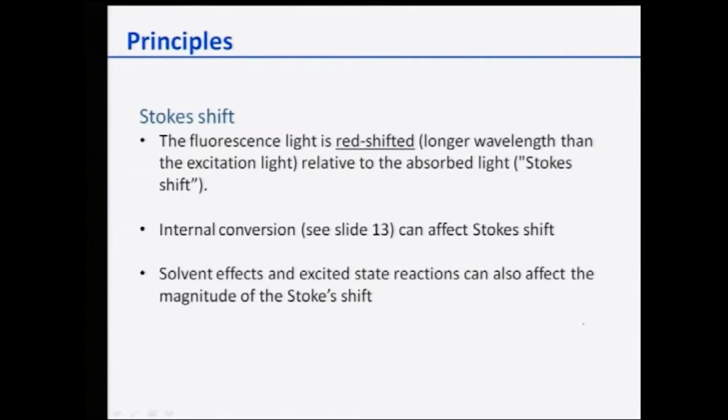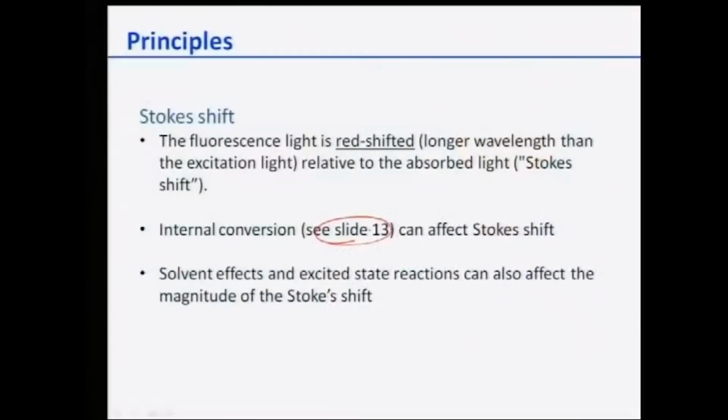Fluorescence light is always red shifted, that is, it comes at a longer wavelength than the excitation light. This is what is known as the Stokes shift. When something is red shifted, that means whatever is coming out has a longer wavelength, lesser energy than whatever is given as input. This is mainly because of the internal conversions that take place. Solvent effects and excited state reactions can also affect the Stokes shift.